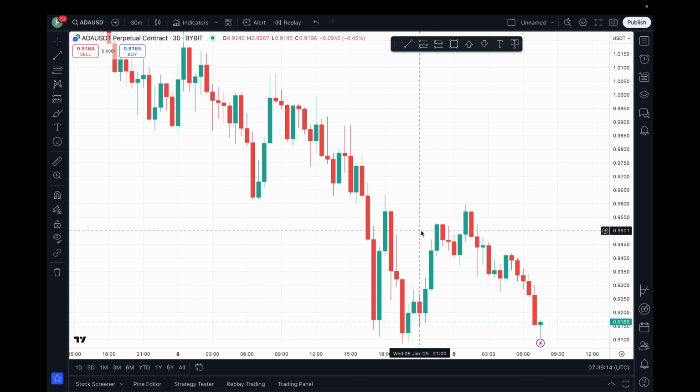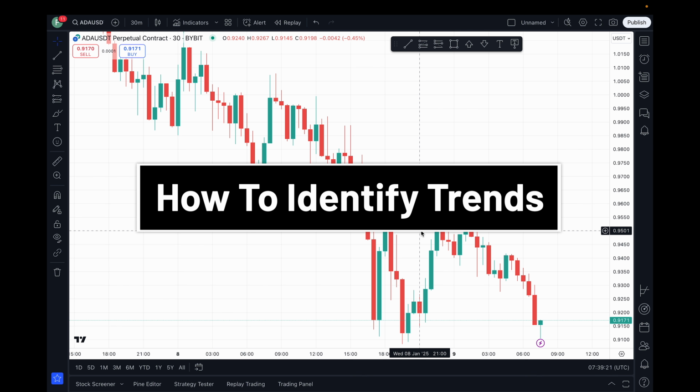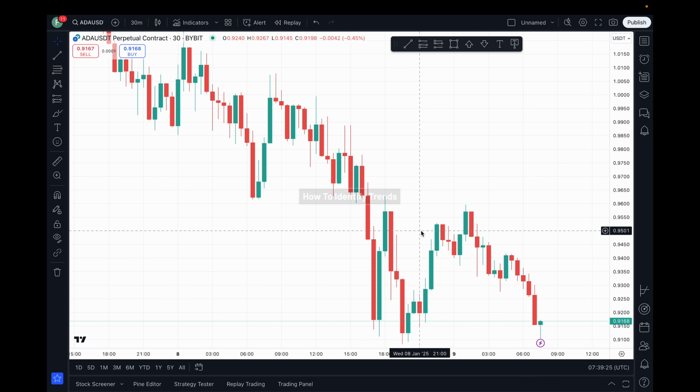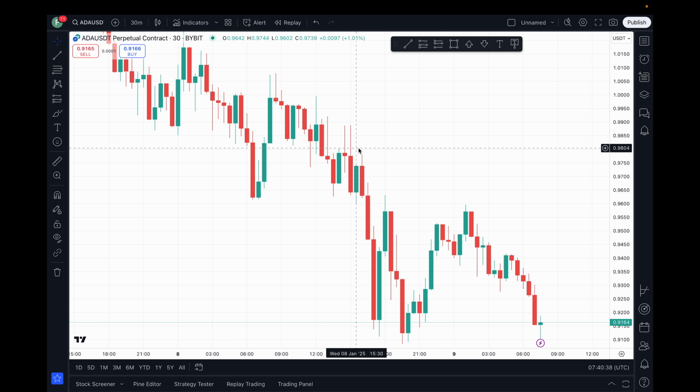Now, the first thing you need to learn to understand this easy crypto trading strategy is how to identify trends. That is, how to identify uptrends, downtrends, and sideways trends. I'm going to start with the uptrend line, which is the first trend line. Now, what is the uptrend line all about?